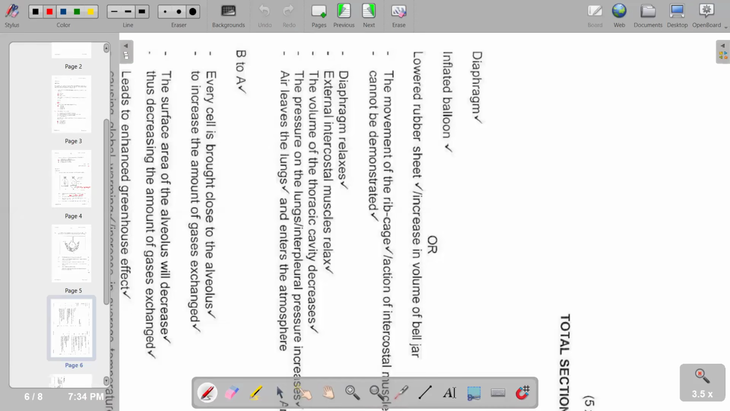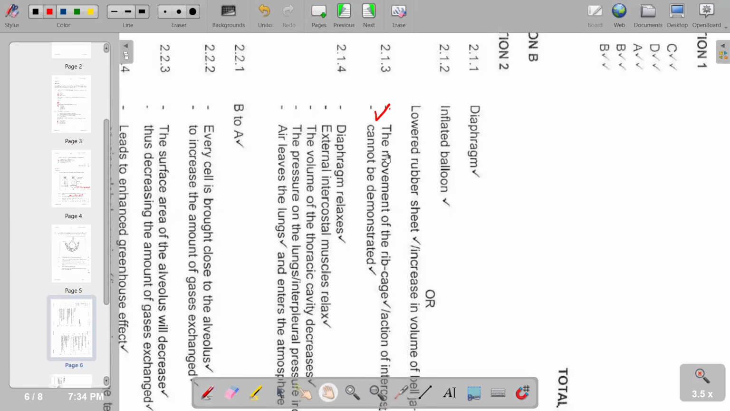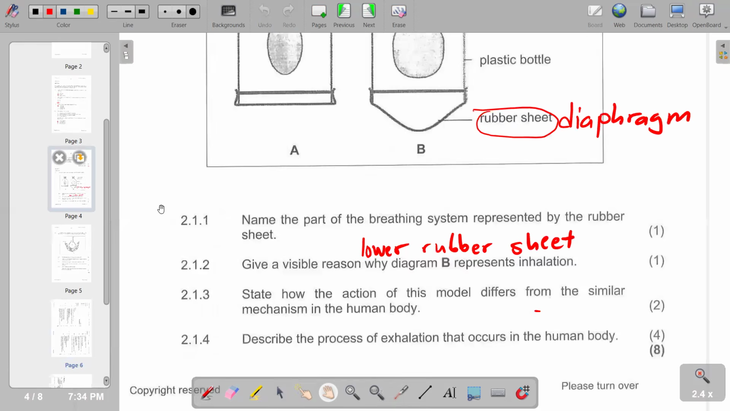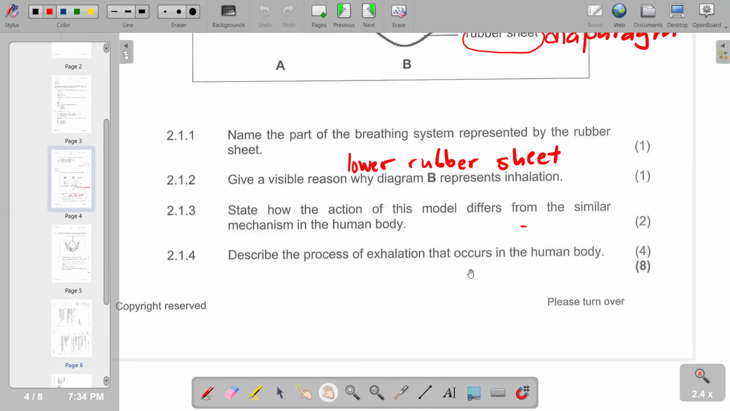We are saying the movement of the rib cage cannot be demonstrated. So that's why it differs. So we have the explanations on this part. That is our 2.1.3. Then we move on to the next question, whereby we are saying describe the process of exhalation that occurs in the human body.